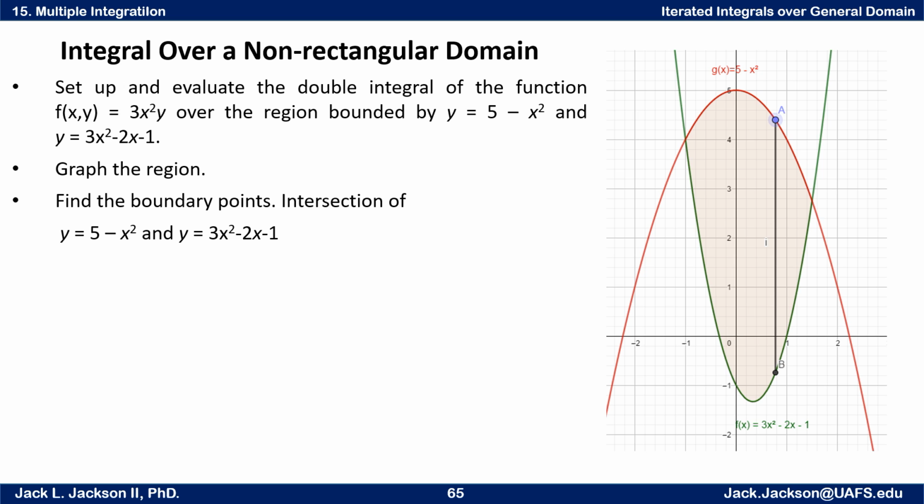Now the next thing we want to find is these intersection points on the curve, to find out what these boundary points are here and here. It looks like one of those might have really nice integer coordinates, maybe not for the other one. So we're really solving this system of equations, y equals 5 minus x squared and y equals 3x squared minus 2x minus 1. So solve this and then come back when you get that done. Press pause now.